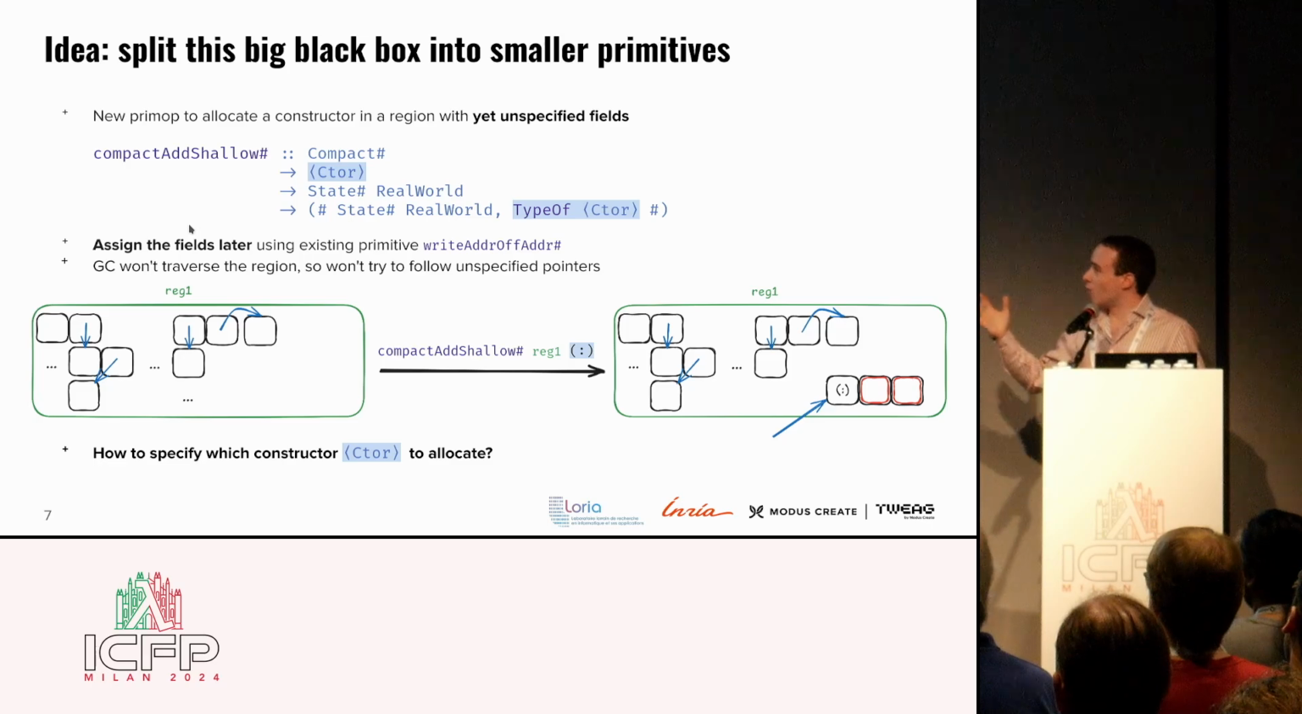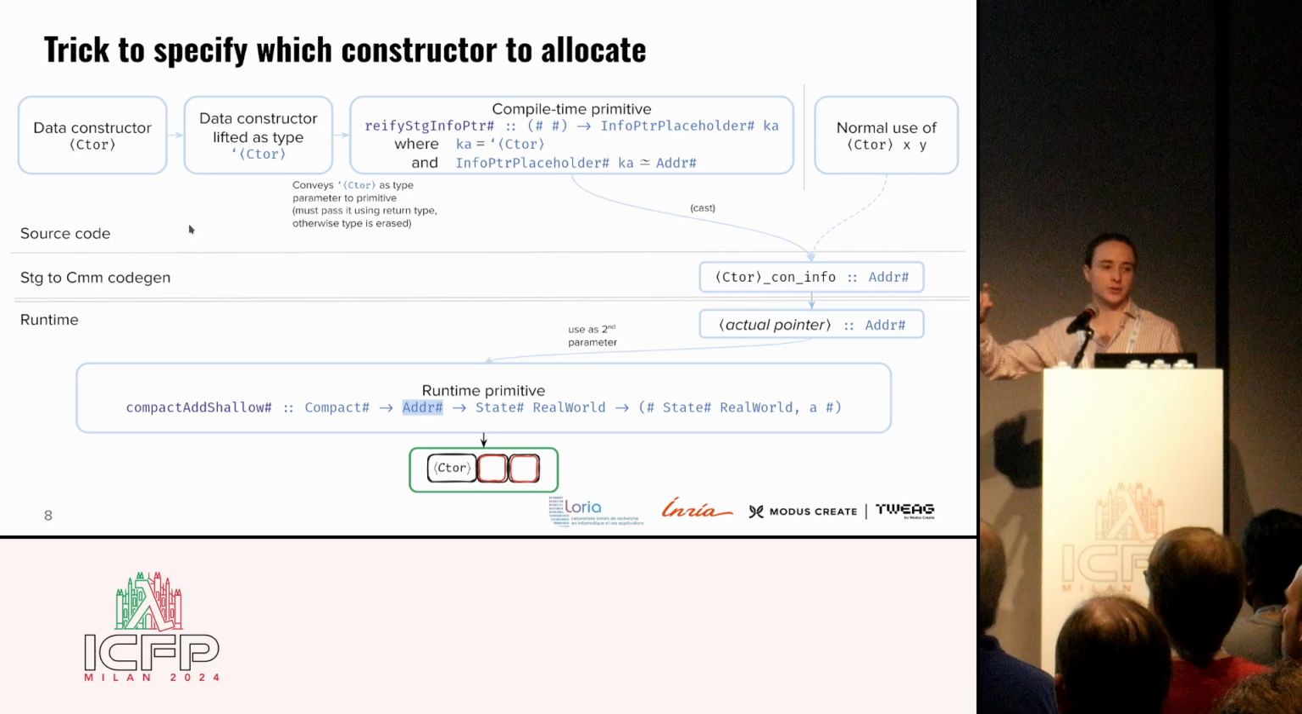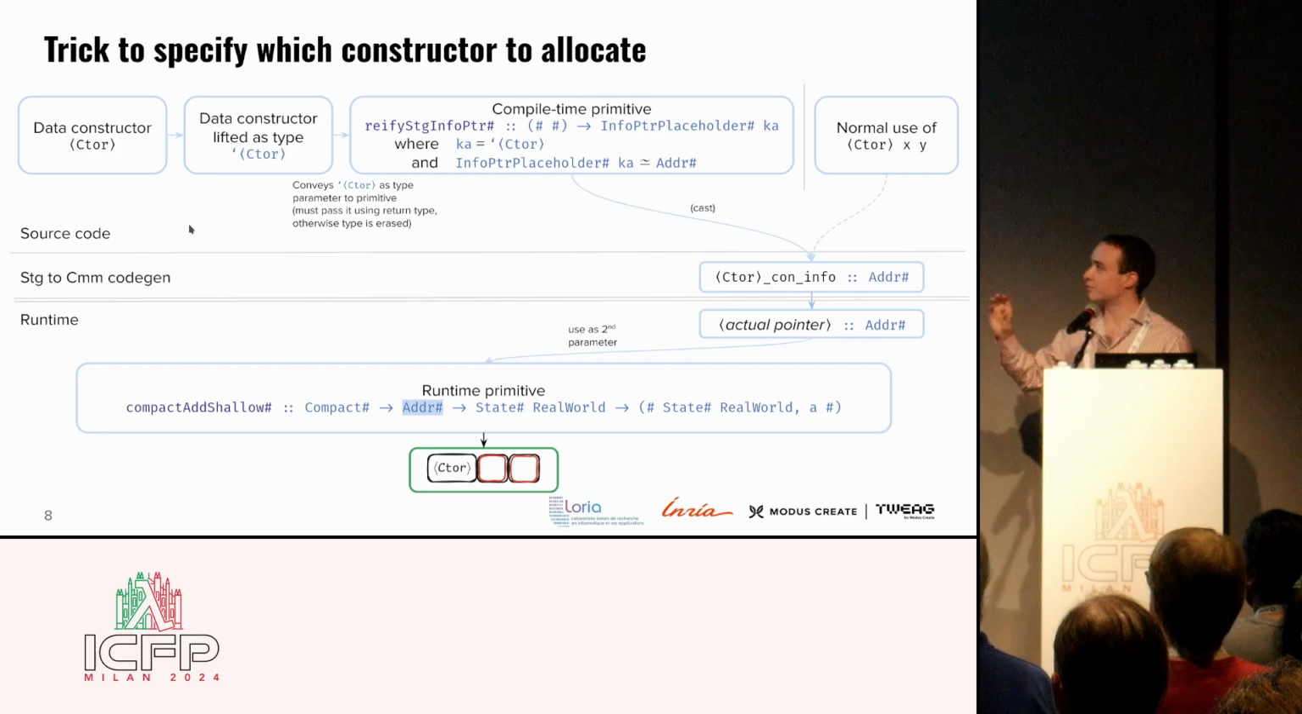So there is still one technical issue. How can we specify which constructor to allocate into the region? Well, that's quite tricky. We cannot just naively pass a data constructor as a parameter of a function, because it couldn't be inspected by the primitive. There is something we can do. We can lift the data constructor into a type, and then pass the type to the primitive. This is something we can do.